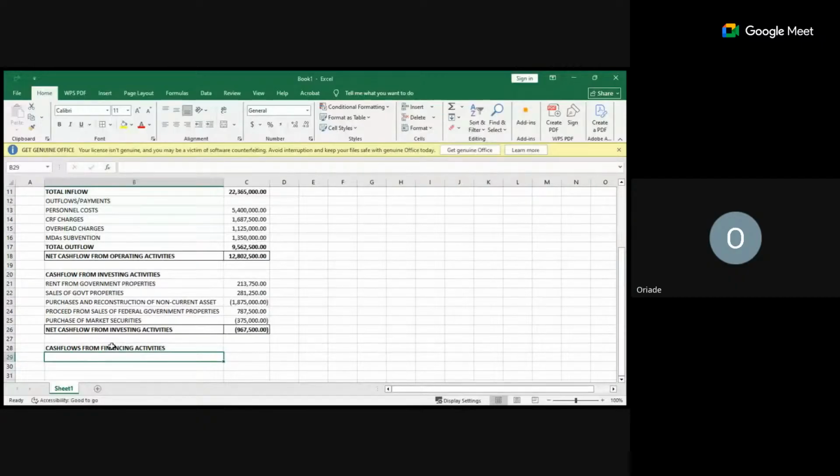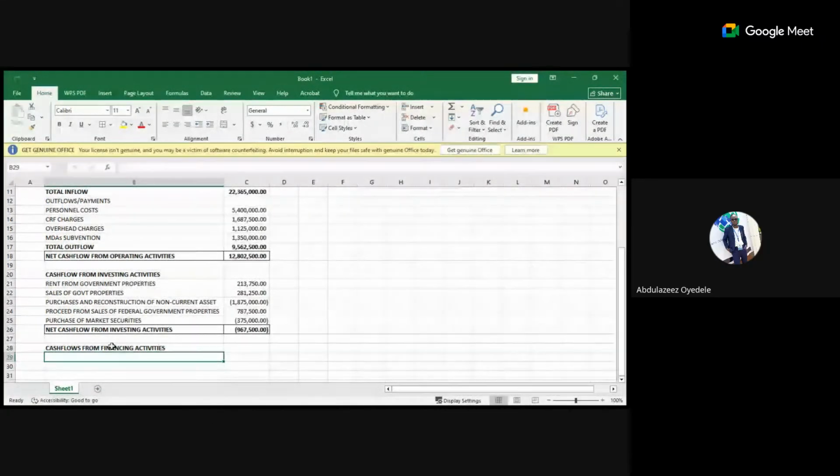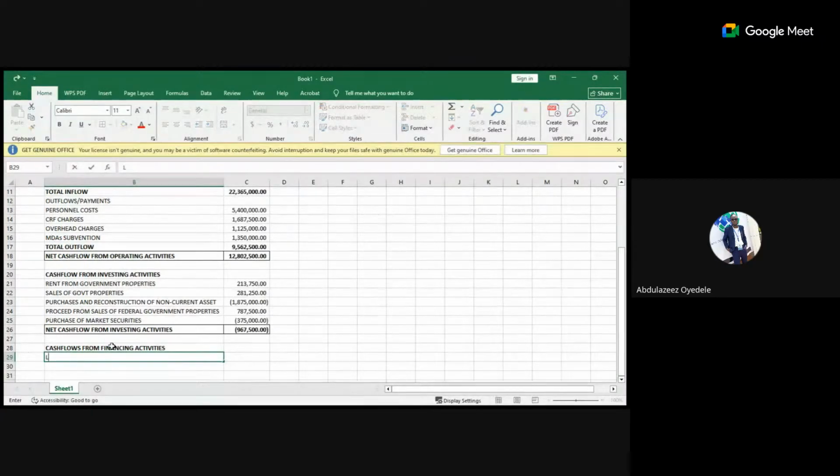Okay, thank you, sir. So now for financing activities, you look at the items that have to do with whether they are collecting loans or they are paying back loans. From the beginning, if you look down here, I'm not seeing any that looks like they are receiving a loan until I saw loan repayments, 652,500. So they're paying back loans, so it's an outflow.